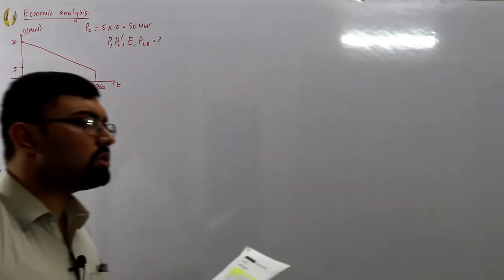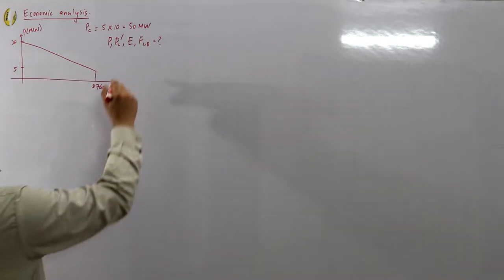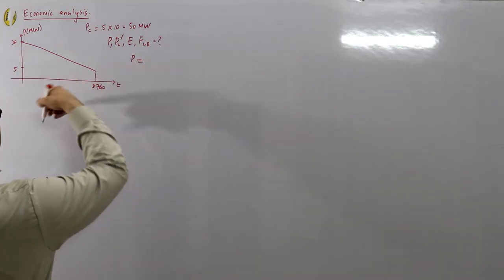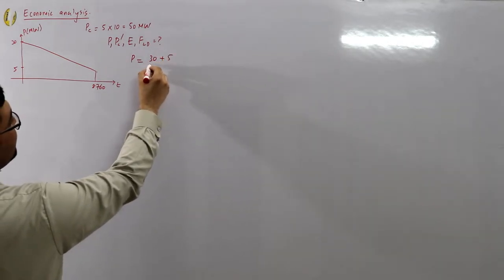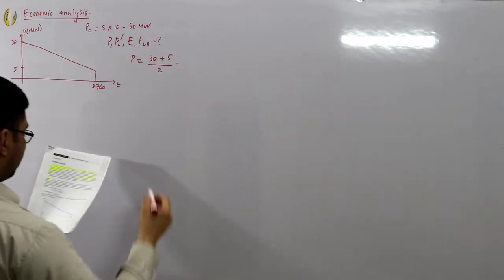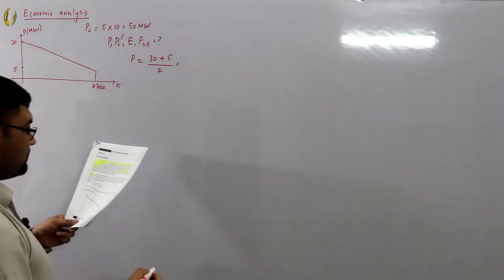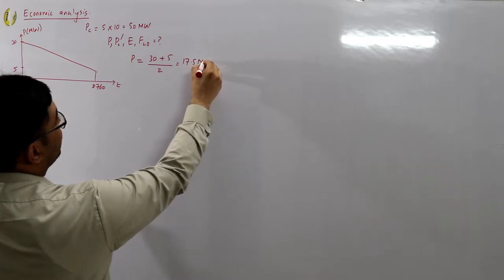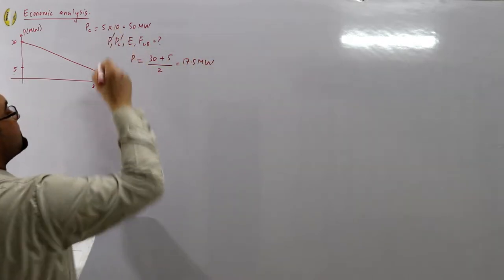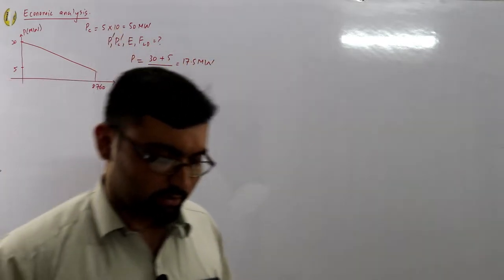Now the average load on the power station would be the average of the minimum and the maximum. The maximum is 30 plus the minimum 5, over 2. 35 over 2 would be 17.5 megawatts, which is the average load on the power station.